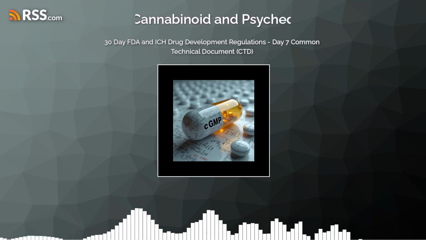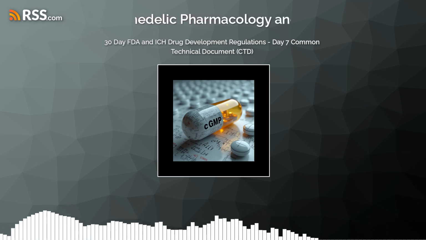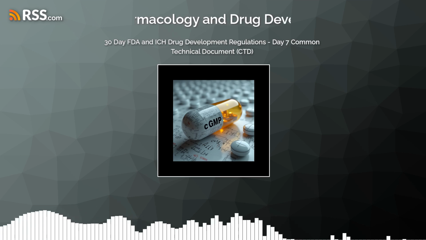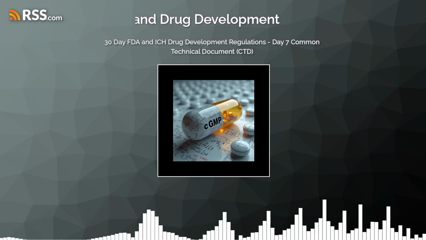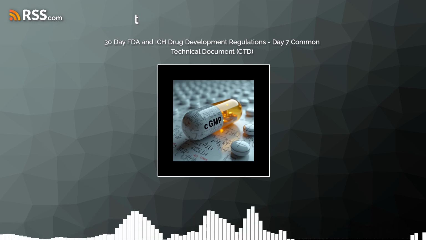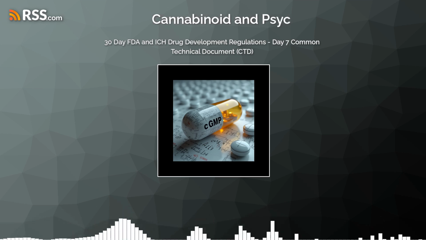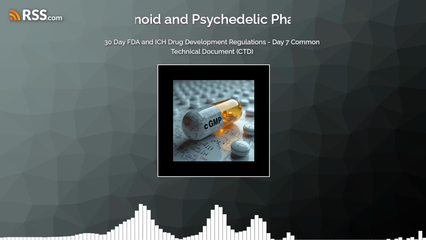And then finally, we get to Module 5, and this is all about the human data. So this is where we see the clinical trials. Yes, the results of the drug in actual people. Absolutely. Module 5 is the heart of the CTD. It's where the data from the human clinical trials lives. Showing if the drug is effective, if it's safe for people.